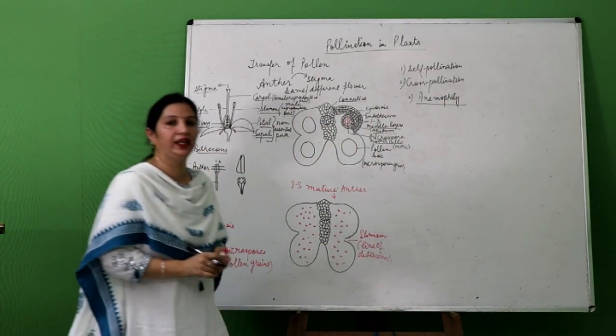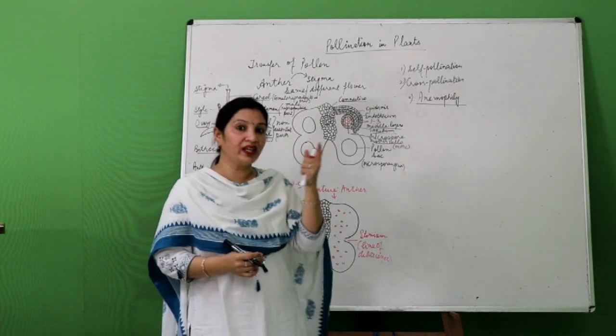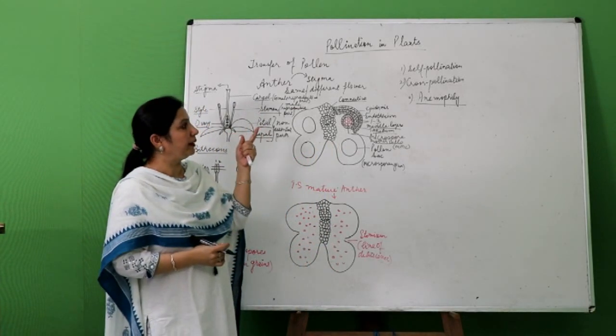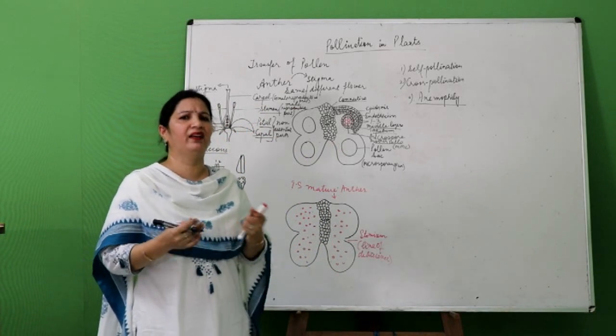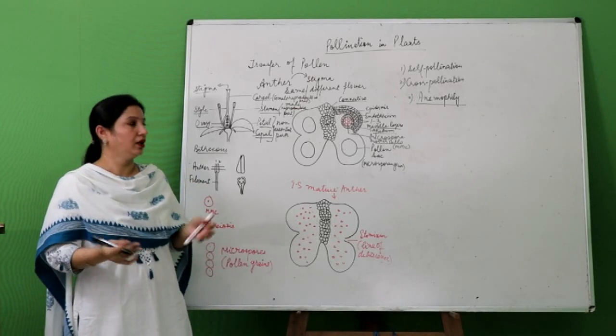What is this anemophily? It is the pollination with help of wind. Now wind is an abiotic factor, a non-living factor. So wind is helping in pollination, and we can see this type of pollination in many plants like grasses, like maize, cannabis, bamboos and so on.